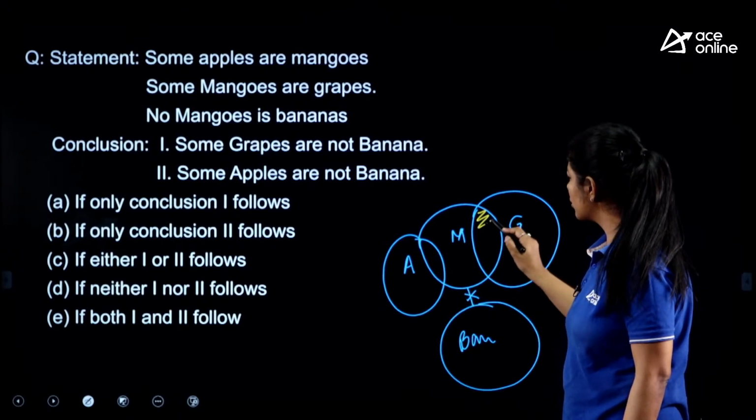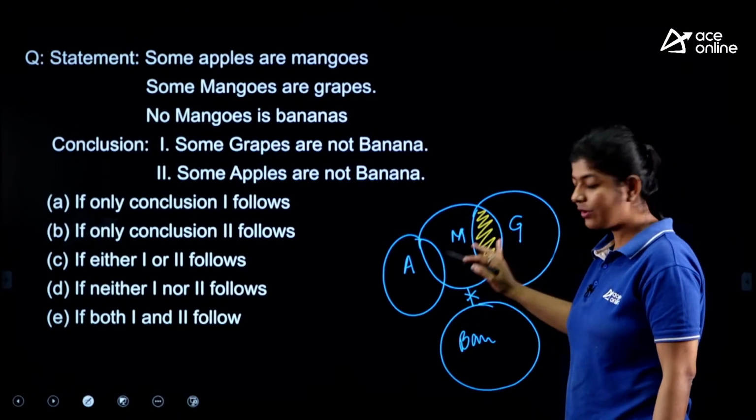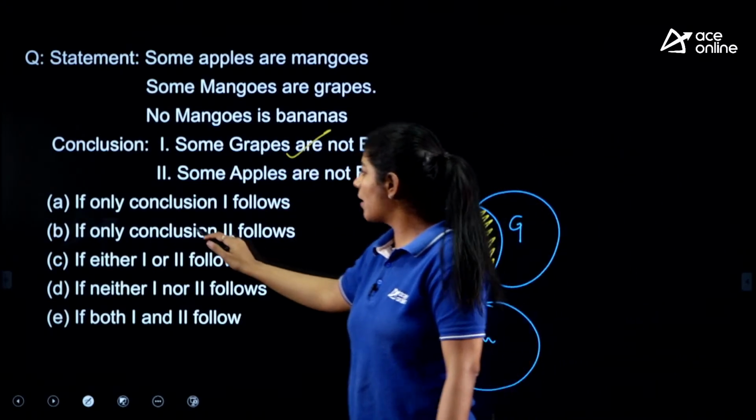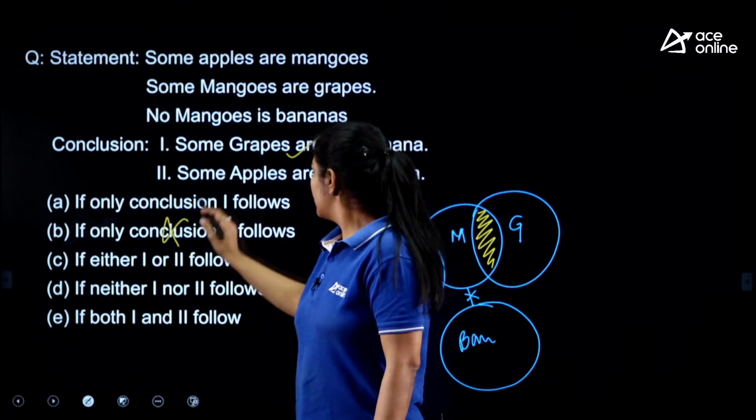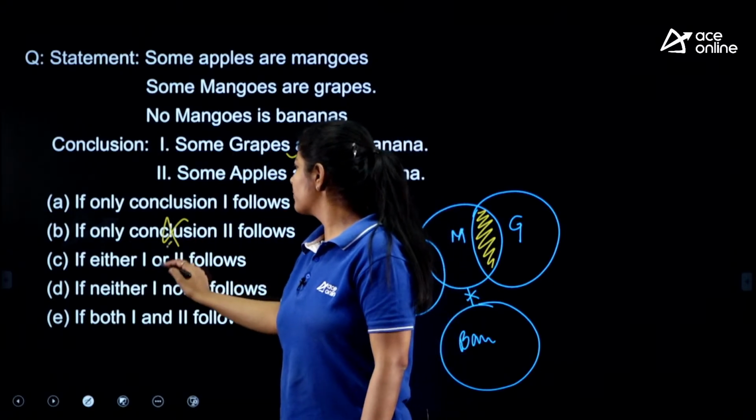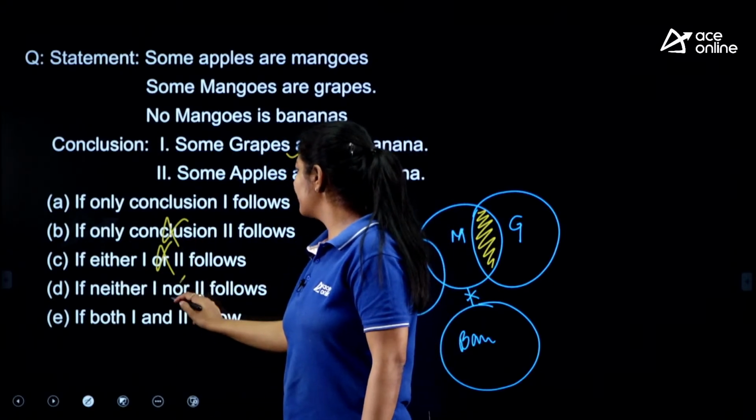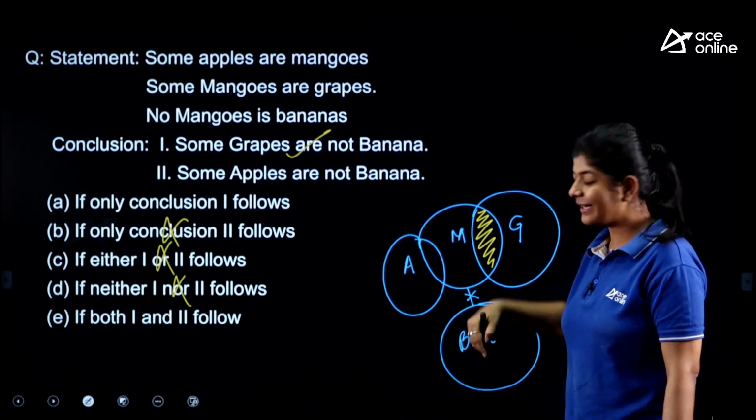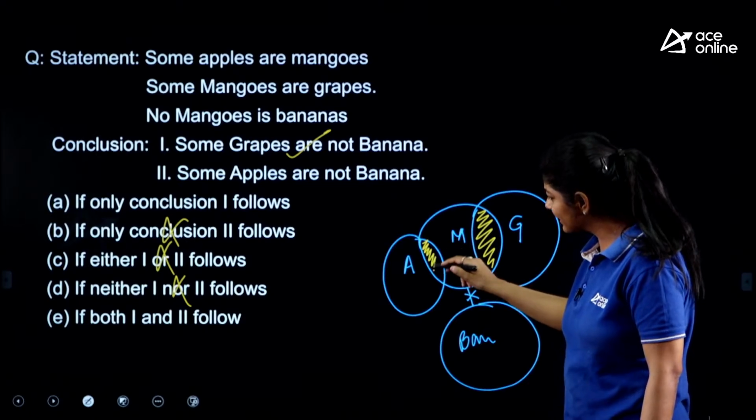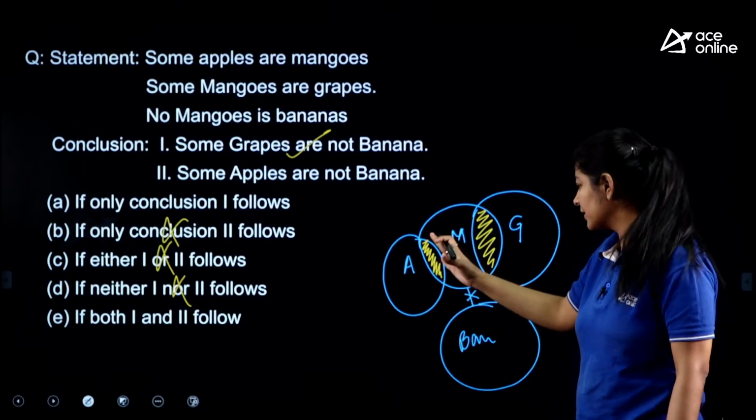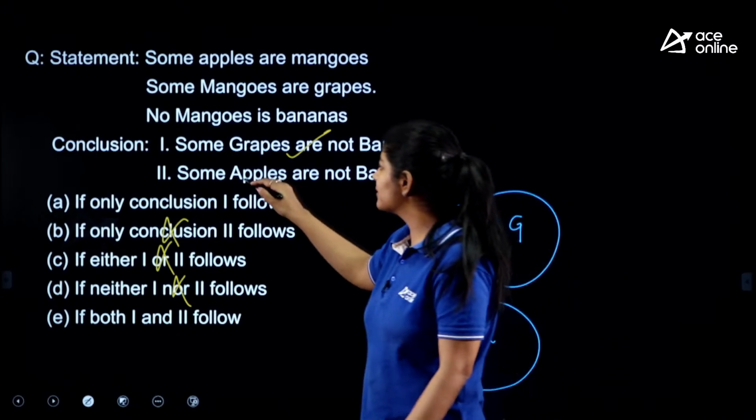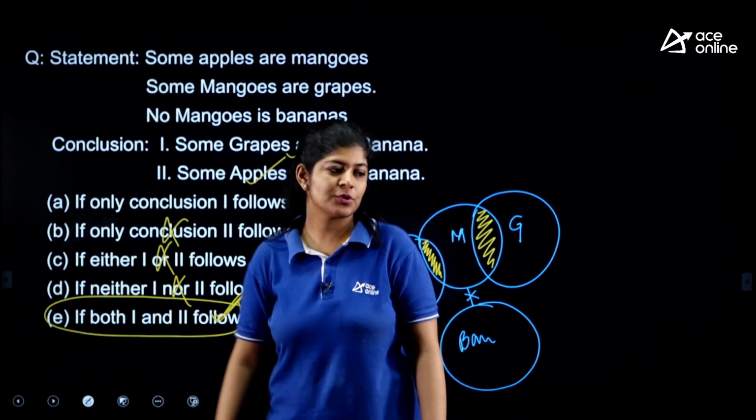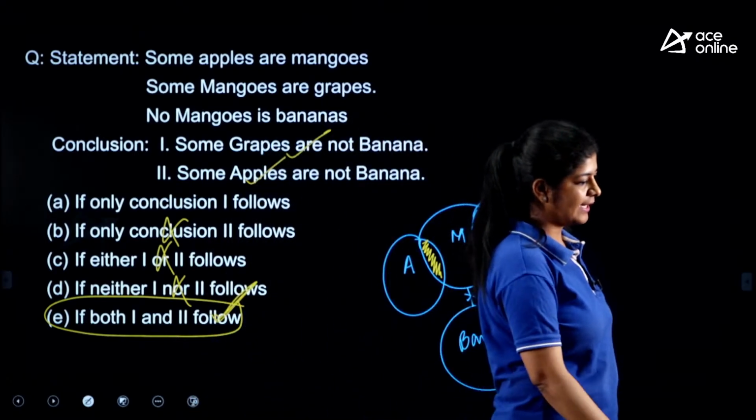Yes, this portion of grapes which is common with mango can never be a part of banana. This one is true. If this one is true, option B is eliminated. As the entities are different, option C is eliminated and option D is also eliminated, right? Next. Some apples are not bananas. Yes, the same rule follows: this part of apple which is common with mango can never be a banana. That means this is also true. Option E is the correct one.